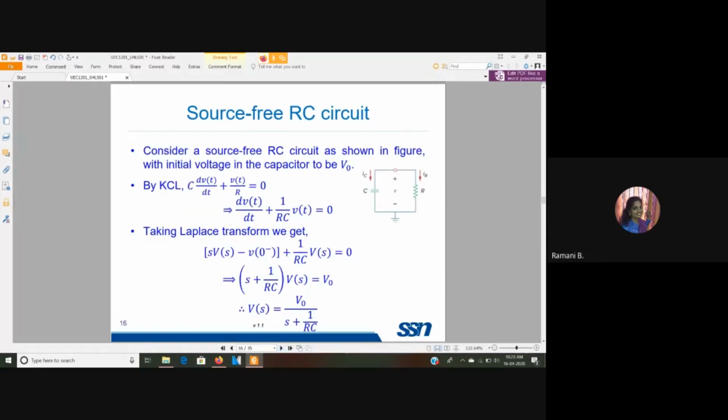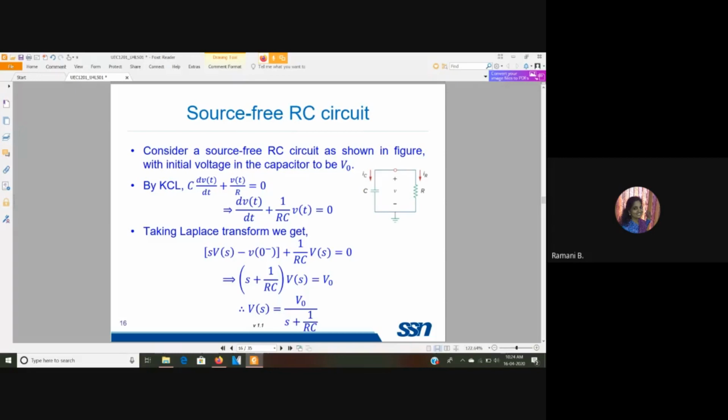Next we shall see the source free RC circuit. Generally, in case of RL, we try to write the equations in terms of current, whereas in case of RC, we try to write the equations in terms of voltage. That is just for our convenience, because in case of a capacitor, if you write it in terms of current, you will have v of t is equal to 1 by C integral i dt. That will be somewhat difficult for us to analyze, so just for our convenience, we write the equations in terms of voltage in an RC circuit.